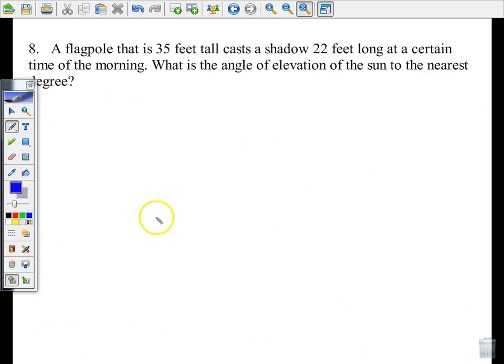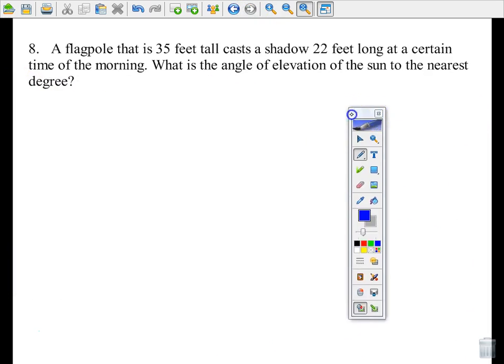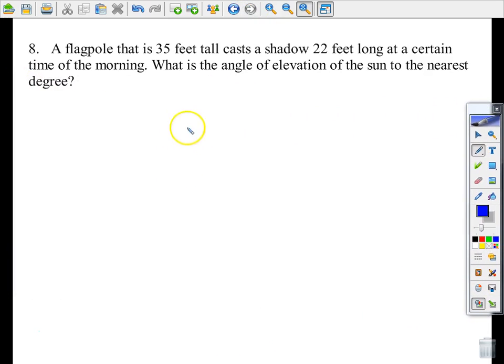And we have one more problem on this little half sheet. We have a flagpole problem. The flagpole is 35 feet tall. So here's my flagpole, 35. It casts a shadow. So I'm going to say this is my shadow. Sun shining this way. The shadow is 22 feet long.